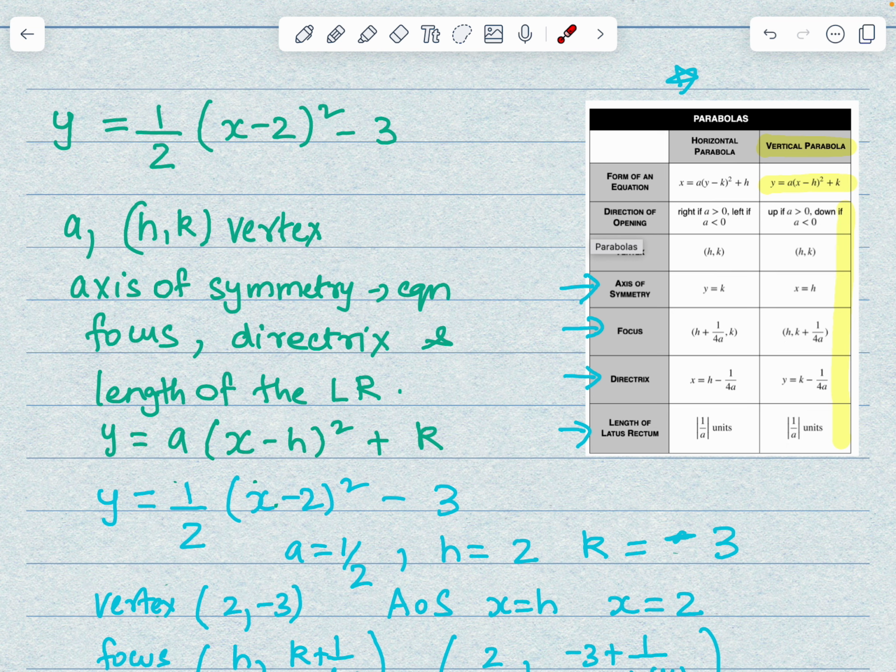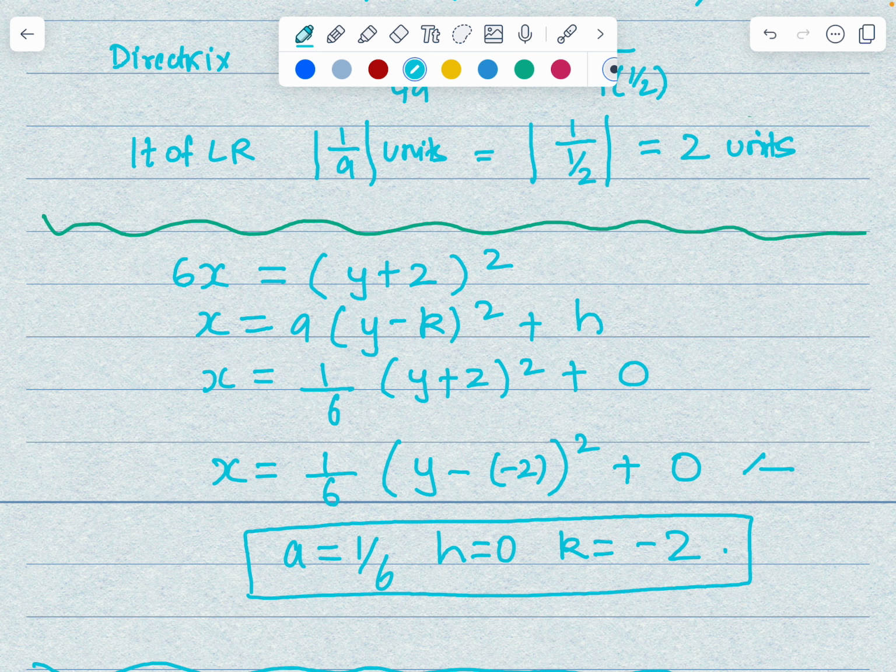Okay, so that's very important to identify which one it is. Is it a horizontal parabola or a vertical parabola? And so then you divide by 6 and you get it into the correct form. Once you have a, h and k, you're going to do the same thing that we did before and find out all of the rest of it.